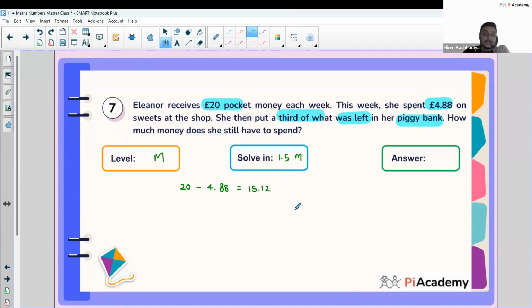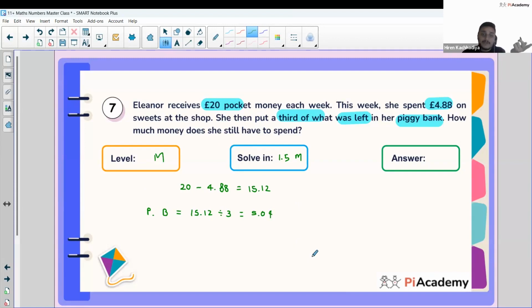Now this much I have left, but she then put a third of what is left in the piggy bank. So this much is left after buying the sweets. And how much am I putting in the piggy bank? I'm putting 1/3 of this. 1/3 of this means you can divide this number by 3. So let's divide this number by 3. 3 times 5 is 15, and 3 times 4 is 12. So 5.04 I am putting in the piggy bank.